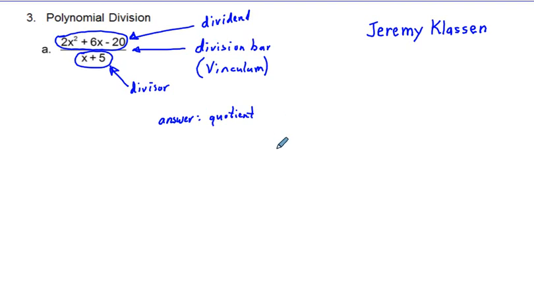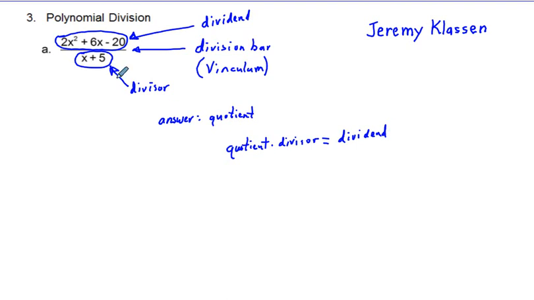Now, always in checking our work, if we take our quotient and our divisor and multiply these two expressions together, we're going to get our dividend. So I put this here as a way of checking our work.